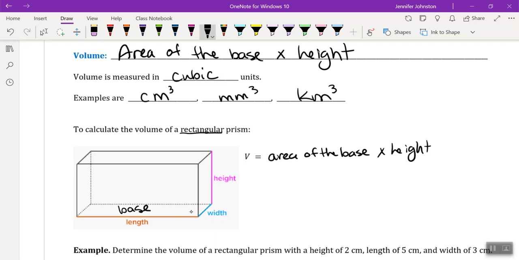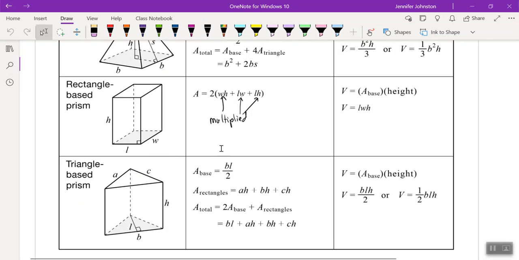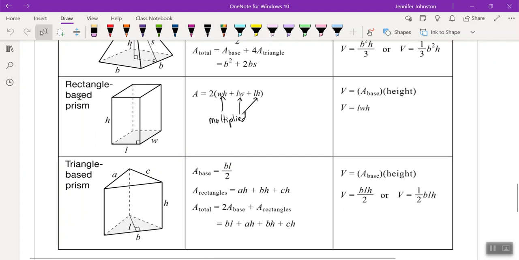Okay, so the base here, we can see that the area is length times width, and then we're going to times the height. So the volume is equal to LWH. You can find that right on your gold sheet as well. Your gold sheet has a regular rectangular base prism. The volume here is the area of the base times the height, which is LWH.